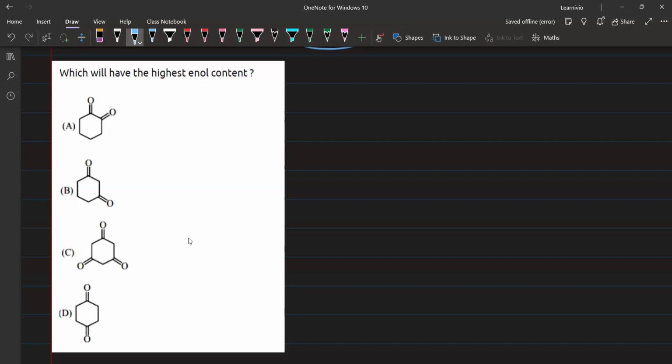Tautomers were covered in 11th standard, and how do you show it? For example, if you have C double bond O, okay? So one tautomer of this will be like this. So what is happening here? You have C double bond O. Here we have CH3. So there are 3 hydrogens here.